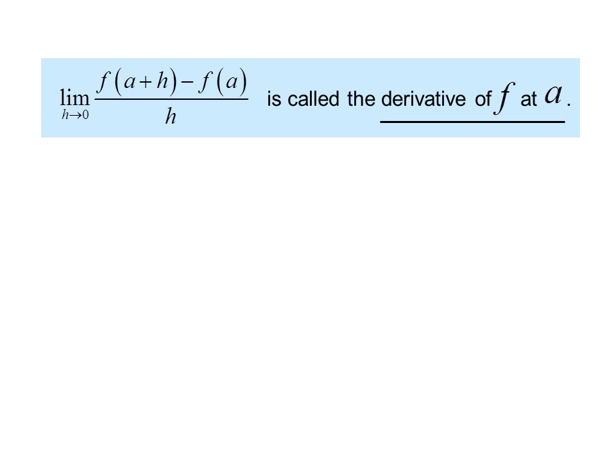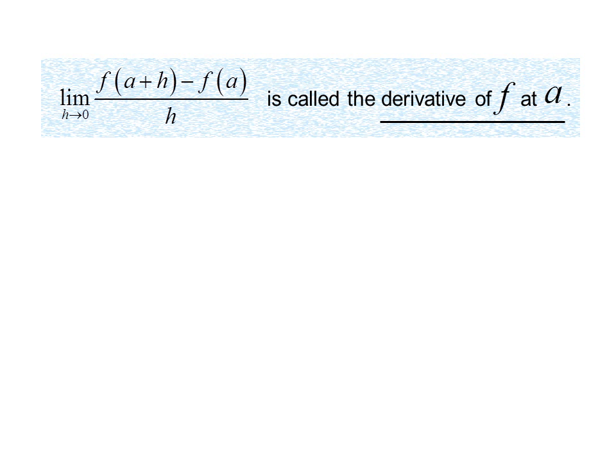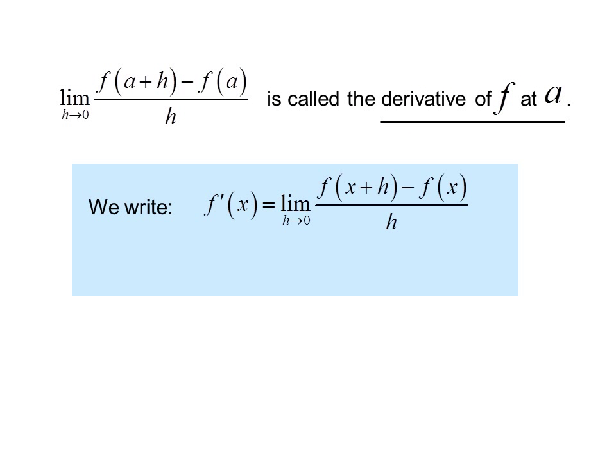The limit as h goes to 0 of f of a plus h minus f of a over h is called the derivative of f at a. We write f prime of x equals the limit as h goes to 0 of f of x plus h minus f of x over h, which we could read as the derivative of f with respect to x is.